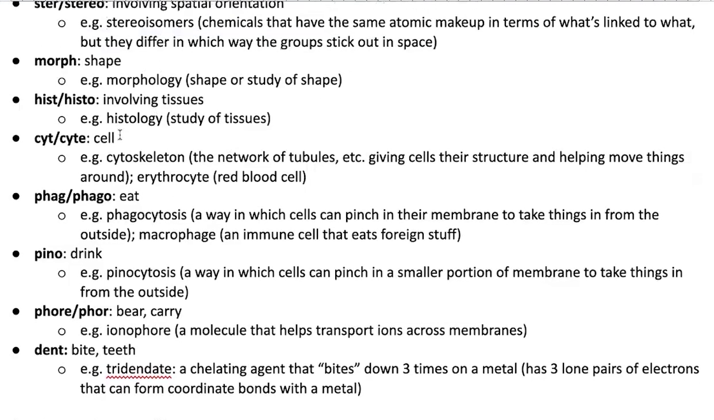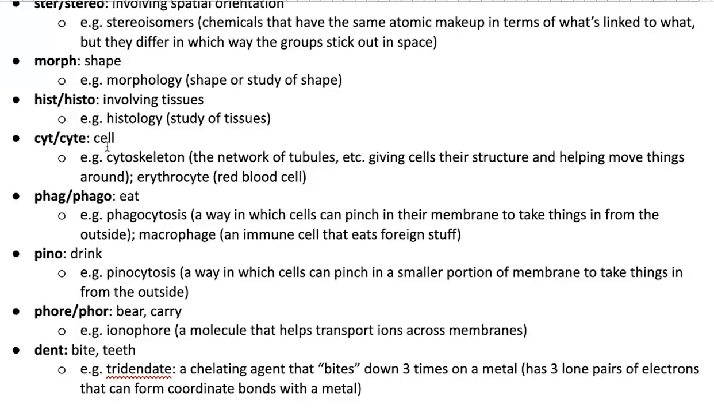Cyte or cito, that means cell, and so a cytoskeleton is a network of tubules, etc., that give cells their structure and help move things around. Erythrocyte, so erythro, that's red, and so an erythrocyte is a red blood cell. You can also think about cytology, which would be the study of cells.